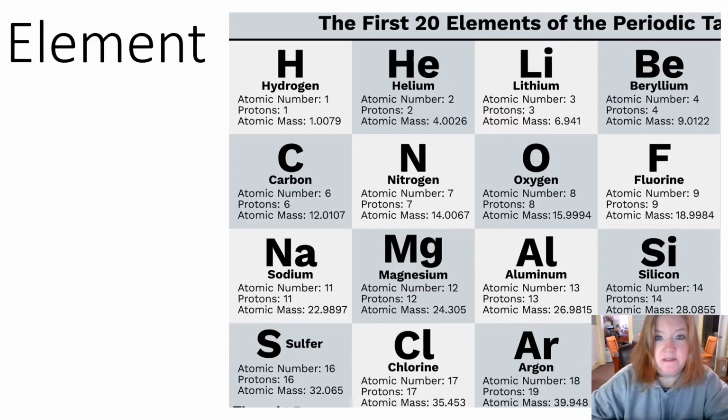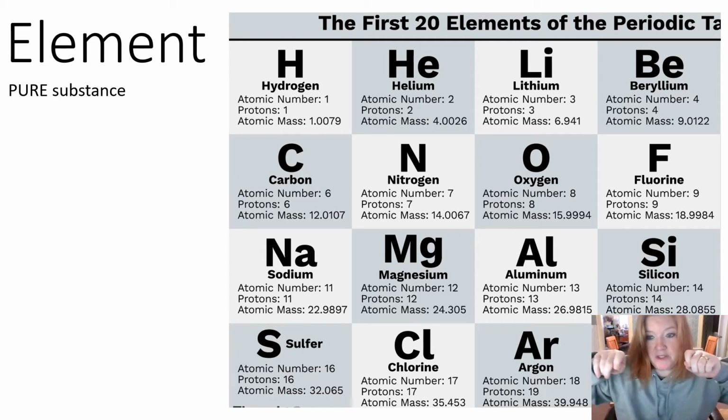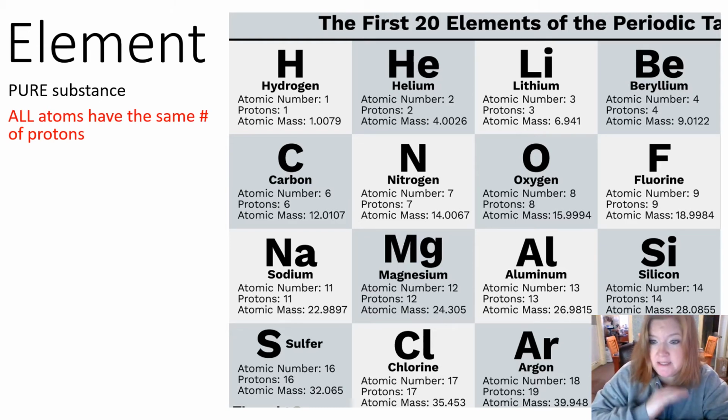What is an element? Well, here are some examples. It is a pure substance. So in that category for matter, we have pure substances and we have mixtures. Element is one example of a pure substance. All atoms of the same element have the same number of protons. So you can see from this visual, hydrogen has 1 proton, so all atoms of hydrogen have 1 proton. Magnesium has 12 protons, so all atoms of magnesium have 12 protons.